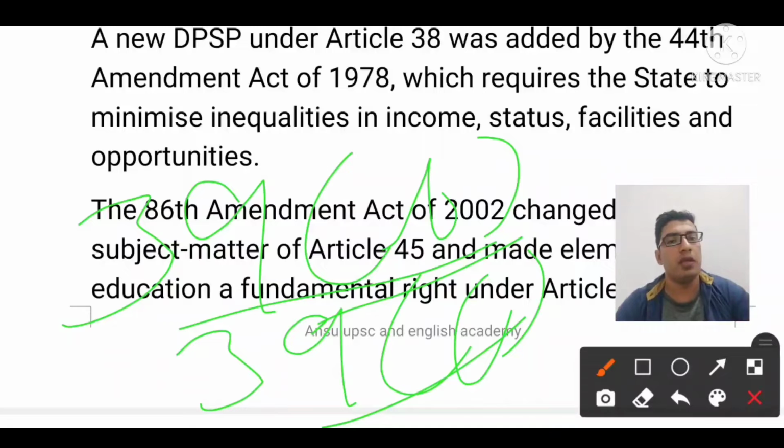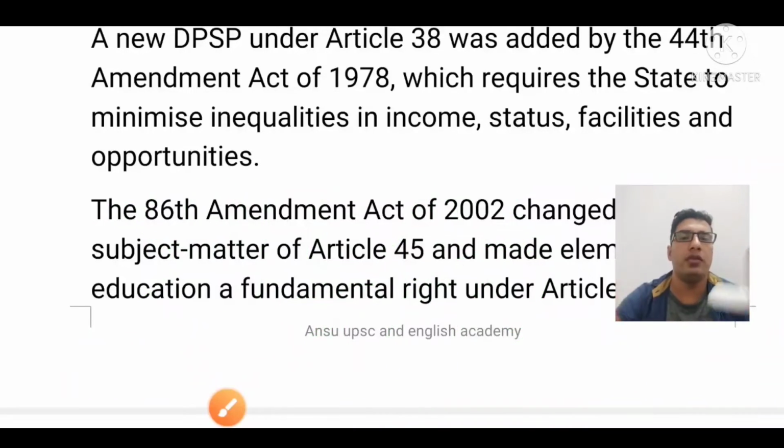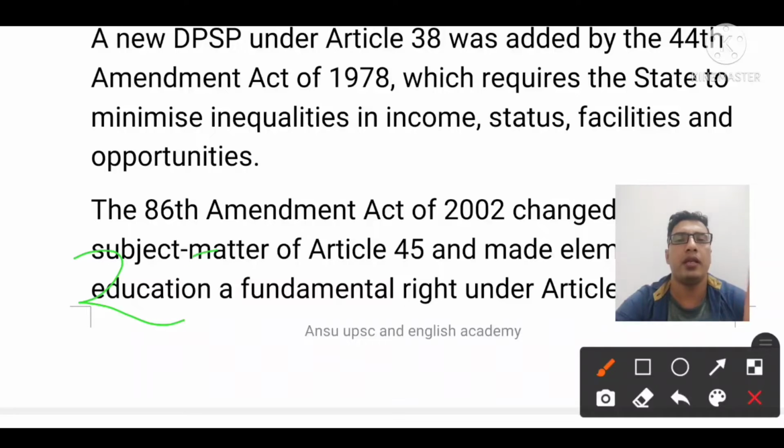If we are going to implement 39B and C, and in the process of implementing 39B and C there is a violation of Articles 14, 19 and 31, then it should not be treated as a violation of the fundamental rights. That is 31C, and that came into existence by the 25th Constitution Amendment Act, 1971.